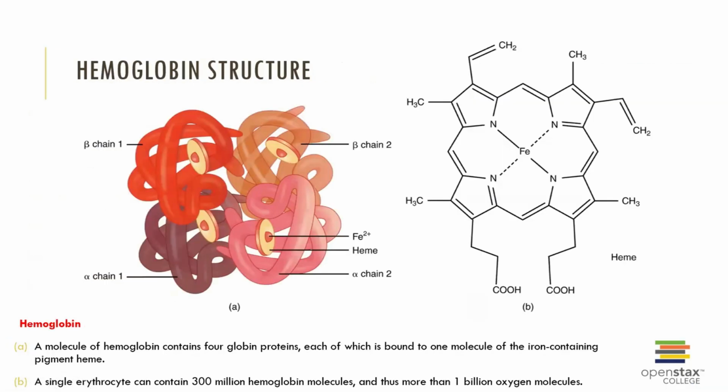So here we can kind of see the hemoglobin structure of each red blood cell. And if we break this down further, each red blood cell is going to contain about 200 to 300 million hemoglobin molecules. So now again, like we did in AMP1, we also look at things briefly on the molecular level as well. If you're interested, the molecule of hemoglobin contains 4 globin proteins, each of which is bound to one molecule of the iron-containing pigment.